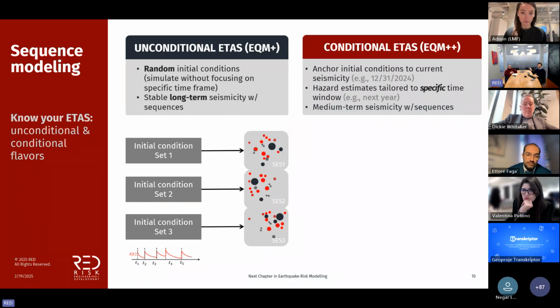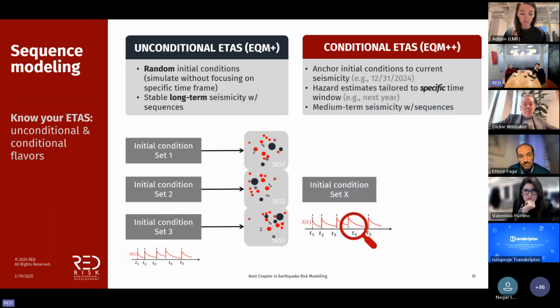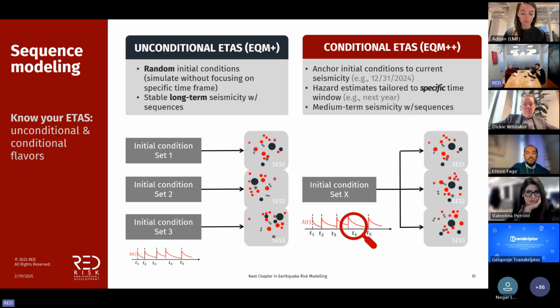So the die is cast. You are laser focused on a certain period. Therefore, we are providing medium-term seismicity and risk estimates for the next year. And to illustrate this, as you can see, instead of considering all of these different potential periods, we are focused on today, say December 2024, and the next year seismicity now emerging from this initial condition set are ones that know what happened yesterday, so they are conditioned on what happened recently, right?